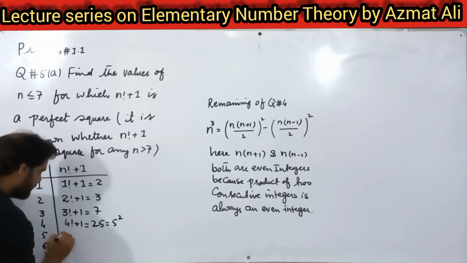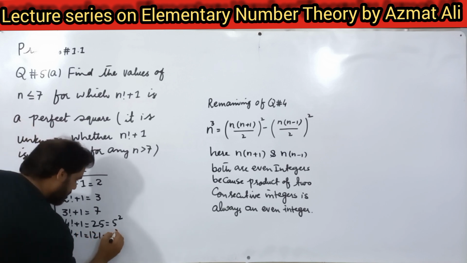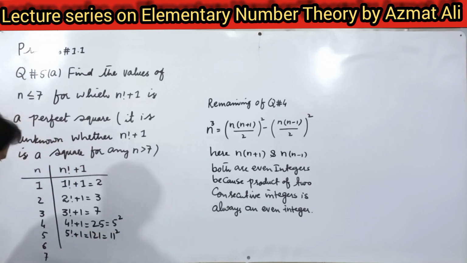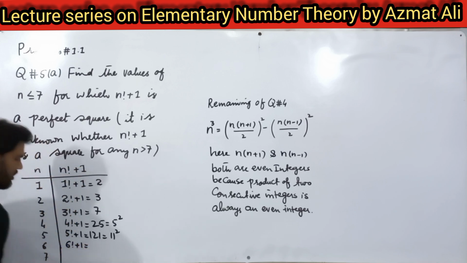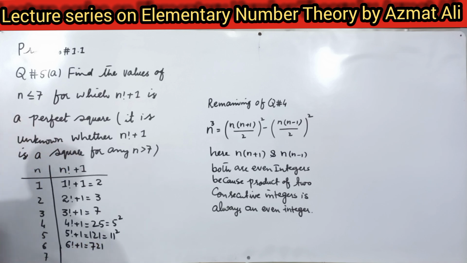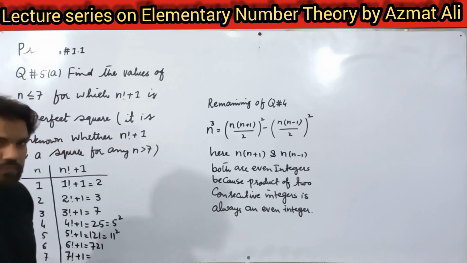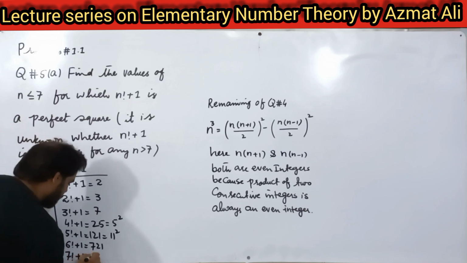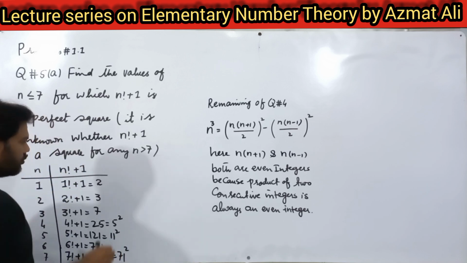Next we put n equal to 5. This becomes 5 factorial plus 1. 5 factorial is 120, 120 plus 1 is 121, that can be written as 11 squared. This is the second value for which this formula gives a perfect square. 6 factorial plus 1, 6 factorial is 720, 720 plus 1 is 721, which is not a square of any integer. Lastly, this is 7 factorial plus 1. 7 factorial is 5040, 5040 plus 1 is 5041, and 5041 is the square of 71.